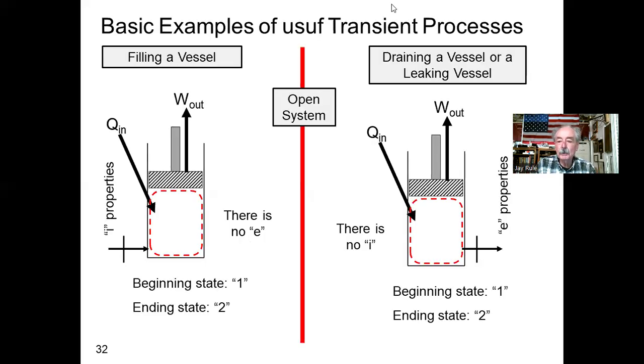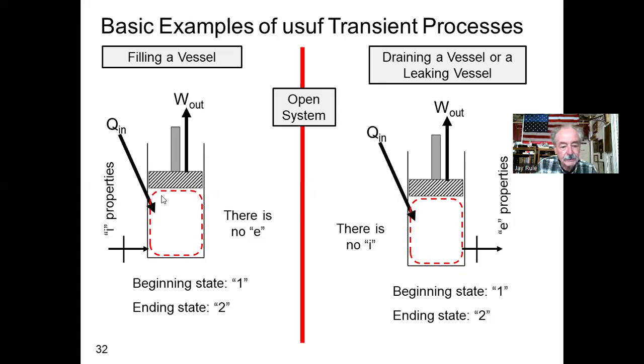Let me give you two very typical examples of uniform state, uniform flow, transient processes. These would be indicative of the type of homework problems you're going to get as an undergraduate and also early graduate student. So one basic example is filling a vessel. I've drawn a piston and cylinder. How is the piston and cylinder an open system?